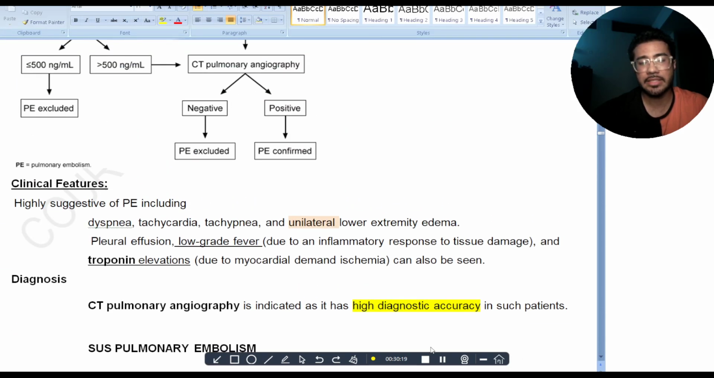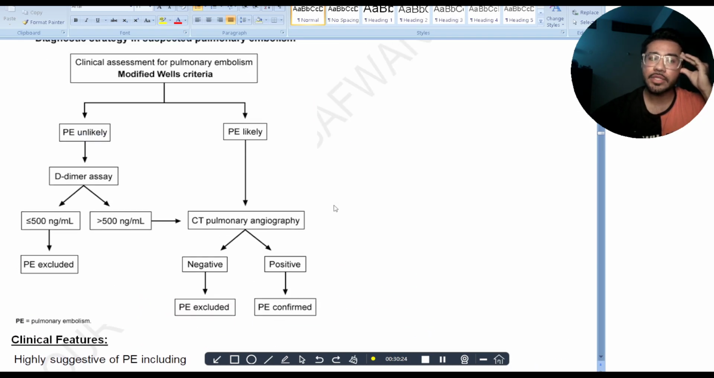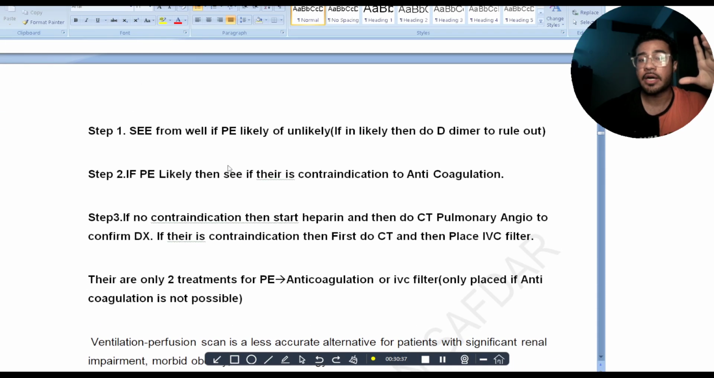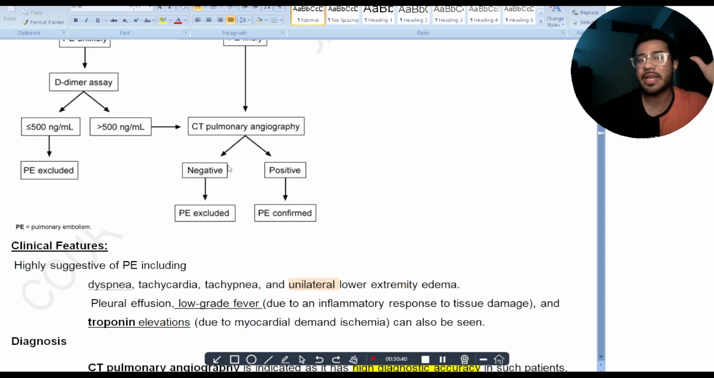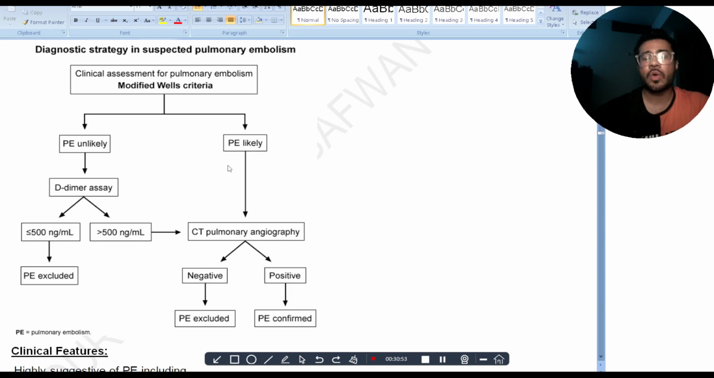So in order to summarize this algorithm, let me write something. This algorithm only tells you whether you're gonna do the CT pulmonary angiography or you're gonna do D-dimer. It does not include whether you are gonna go for anticoagulation or not, which is the mainstay treatment for pulmonary embolism. Heparin is the mainstay treatment for pulmonary embolism because it prevents further clot propagation and it prevents clot extension as well.